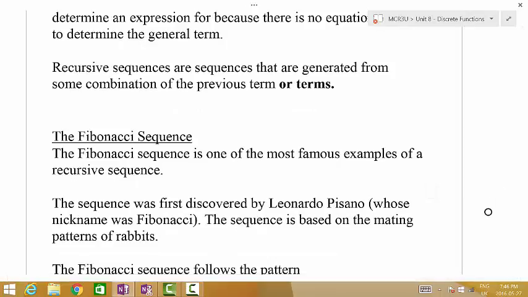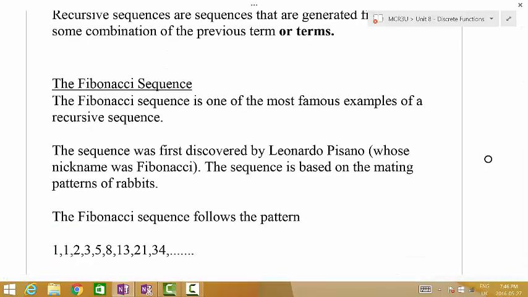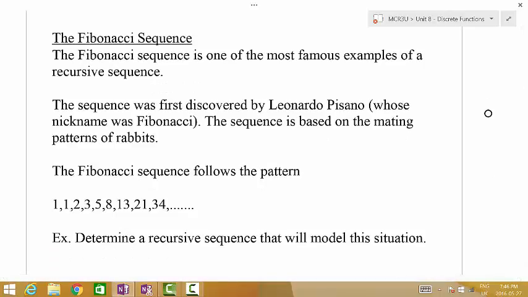It's one of the most famous examples of a recursive sequence, and it was actually discovered when this mathematician, whose nickname is Fibonacci, thought about mating patterns of rabbits for some reason and came up with these numbers basically to represent this mating pattern. So the Fibonacci sequence follows the pattern that you see there: 1, 1, 2, 3, 5, 8, 13, 21, 34.